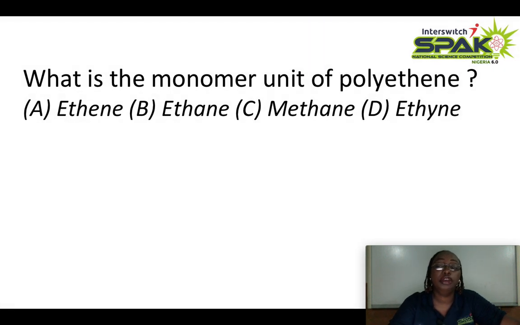What is the monomer unit of polyethylene? Polymerization is when you have two or more monomers coming together to give you a polymer, which is a bigger compound. So the monomer is the smaller unit of the polymer. For this question, the right answer is ethene. Ethene is the monomer unit of polyethylene.